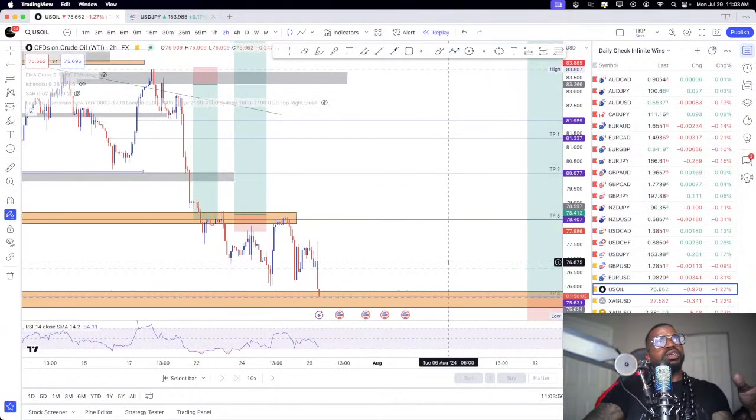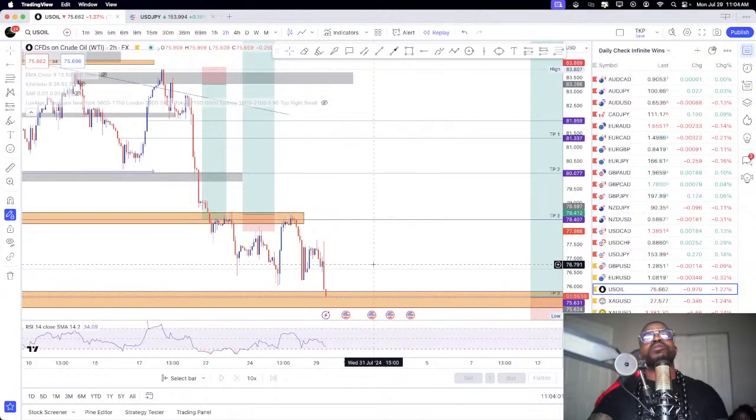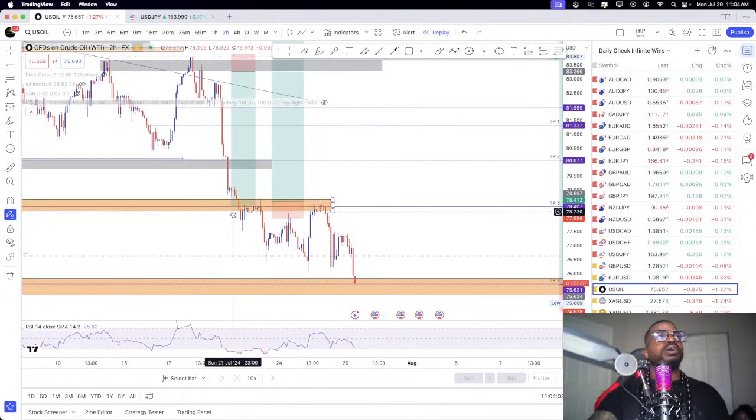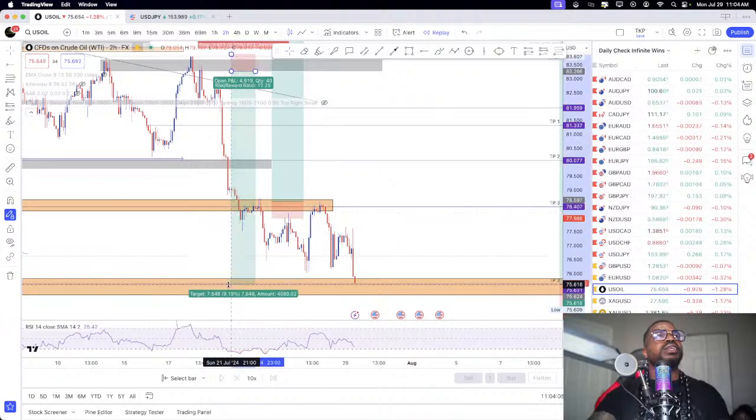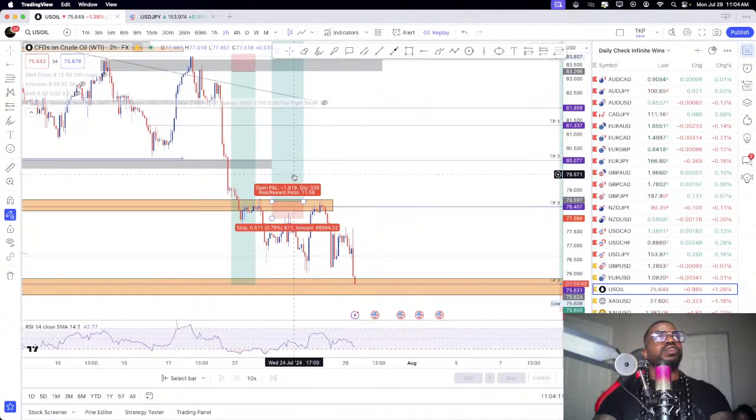Oh, TP3 hit on oil. Come on, man. Come on, man. They gotta go. Yeah. It didn't give you no pullback right here.